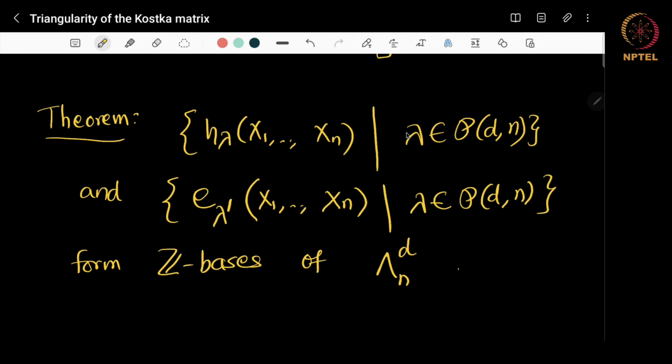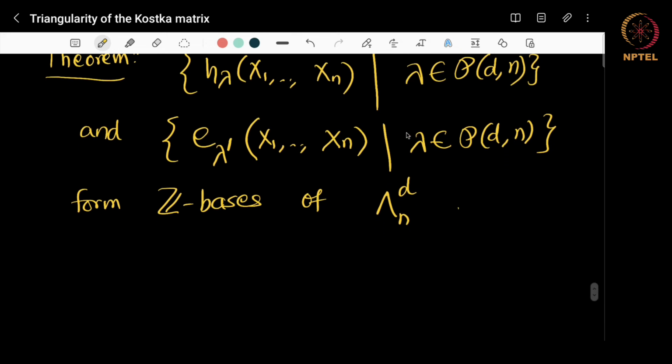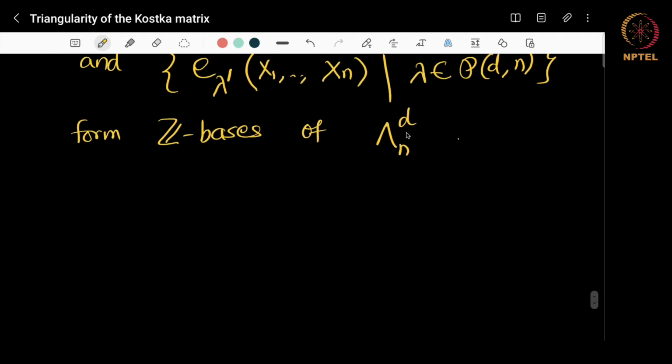Observe, we've already constructed 2 different bases. One is the monomial symmetric functions. The other is the Schur polynomials. Now we have 2 more, the h lambdas and the e lambda primes, the conjugates. Let's prove this. We already have all the ingredients required to prove this.